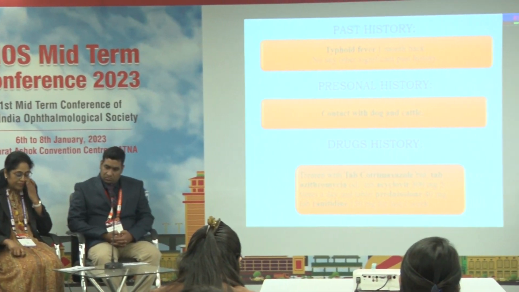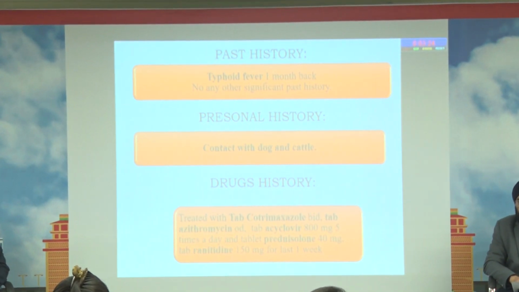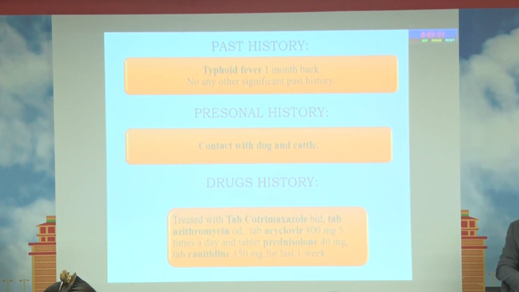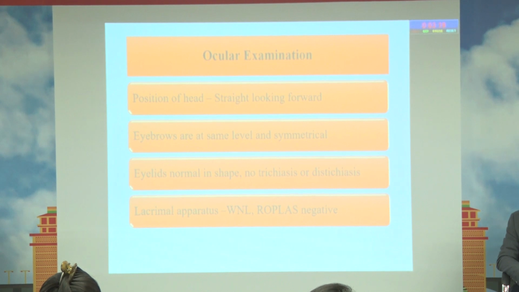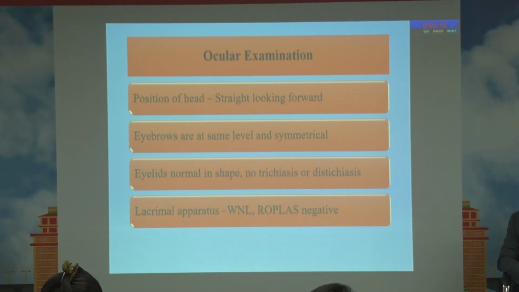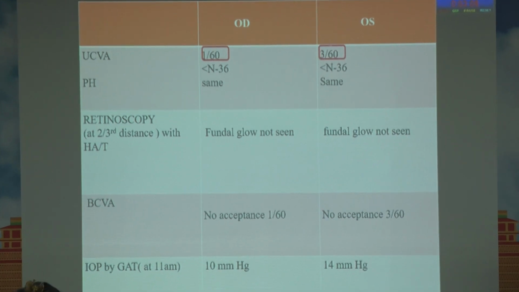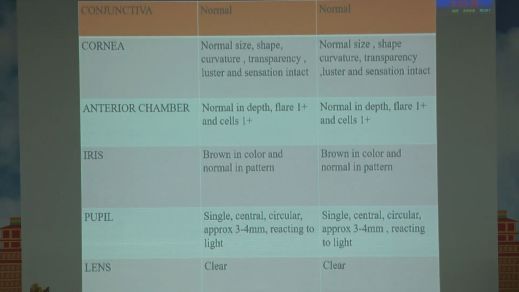The patient was treated elsewhere with tablet cotrimoxazole BID and tablet azithromycin. As the patient was not improving, the patient was shifted to acyclovir 800 mg 5 times a day and oral steroid was started from the last 1 week. Ocular examination was done. Position of head, eyelids and lacrimal apparatus were within normal limit. Right eye uncorrected visual acuity was 1/60. Left eye it was 3/60. Near vision was less than N36 in both eyes.